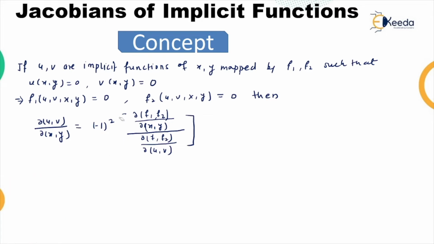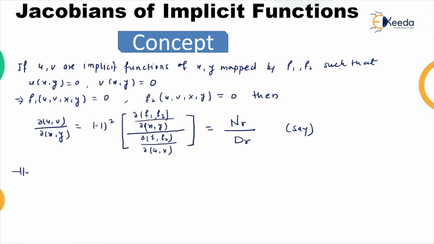If u and v are implicit functions of x and y, then you have to write the formula in this way. So ∂(u,v)/∂(x,y) can be written in this way. We call that the numerator upon the denominator. For simplification, we have to understand it. So these are for only two functions.